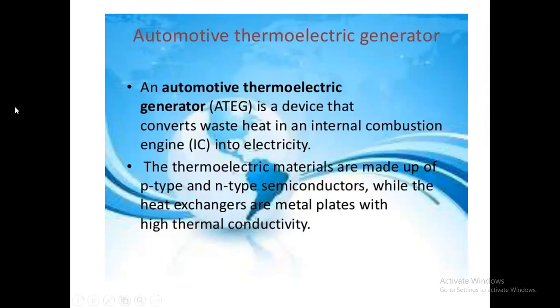Now moving toward the automotive thermoelectric generator. An automotive thermoelectric generator, or ATEG, is a device that converts waste heat in an internal combustion engine, that is, IC, into electricity. The thermoelectric materials are made up of p-type and n-type semiconductors, while the heat exchangers are metal plates with high thermal conductivity.